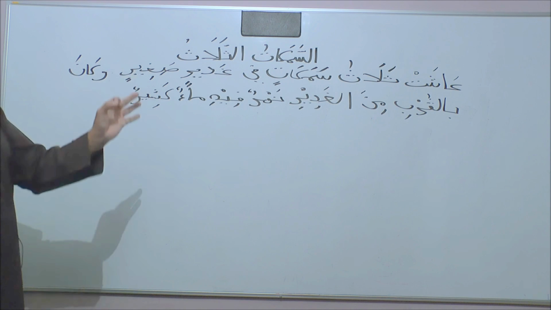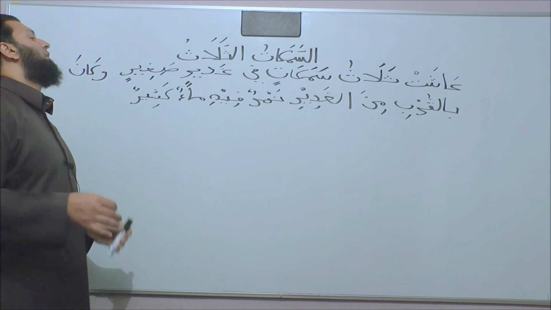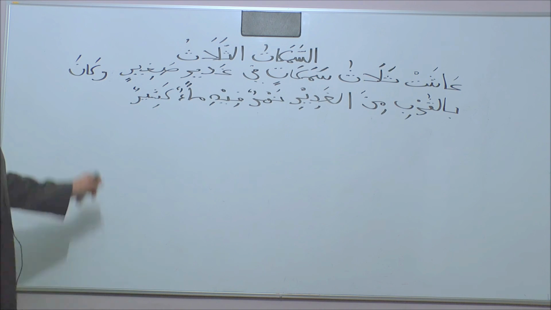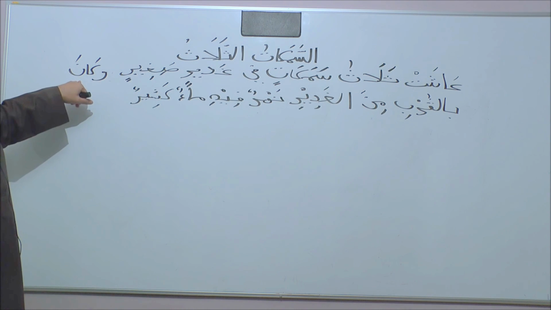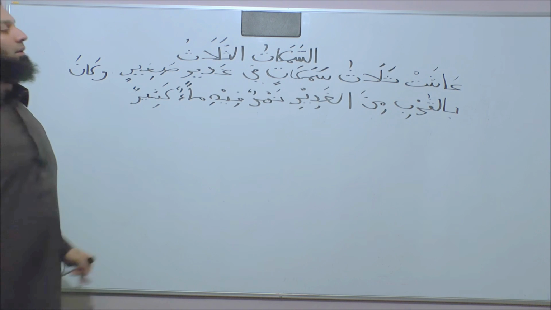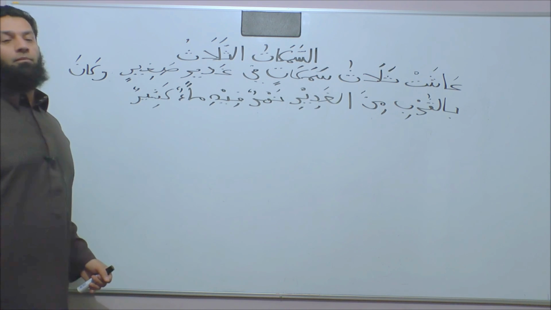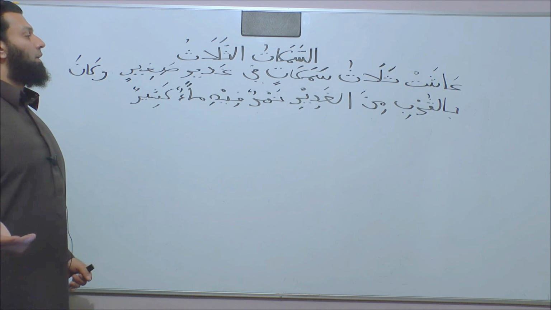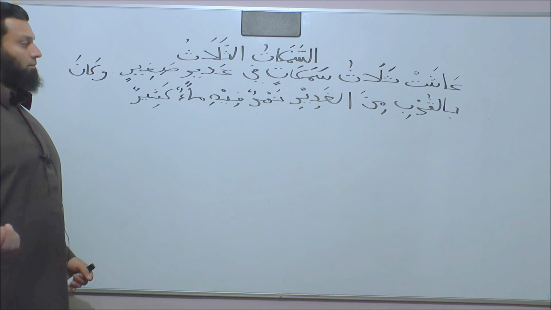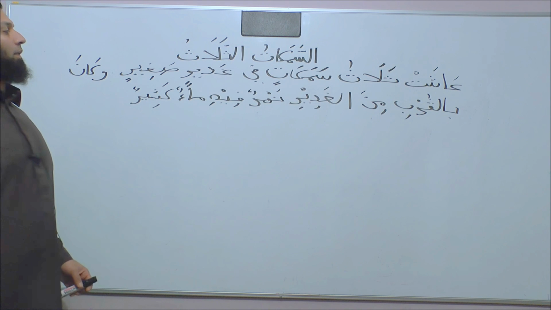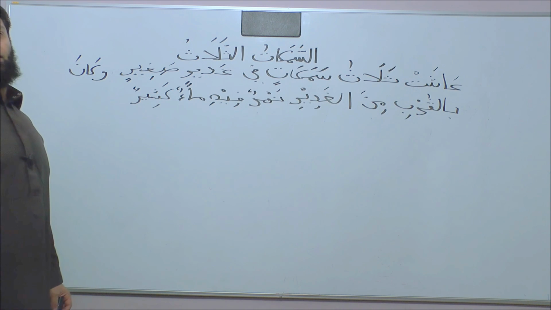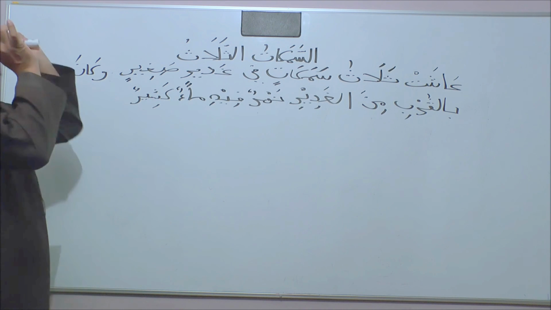وَكَانَ بِالْقُرْبِ مِنَ الْغَدِيرِ نَهَرٌ فِيهِ مَاءٌ كَثِيرٌ. And there was near, close by from the pond, sorry, a river, in it water, lots of water. Right, good. Okay.